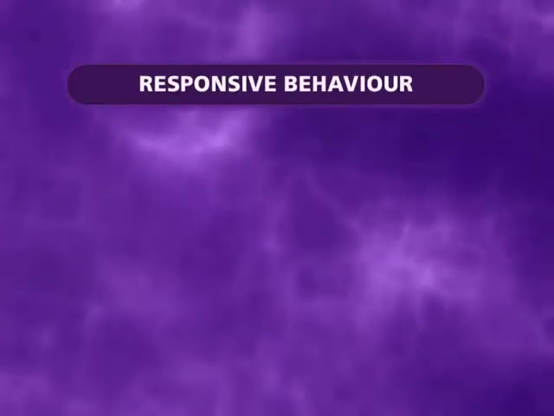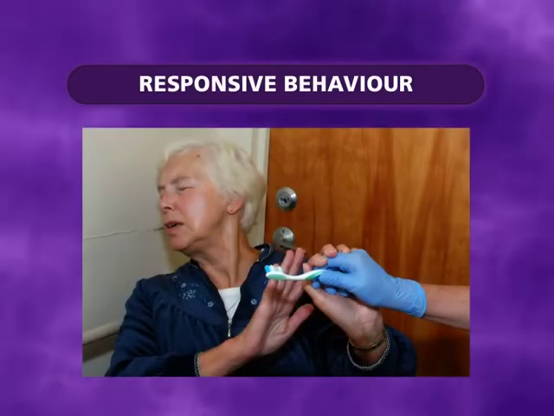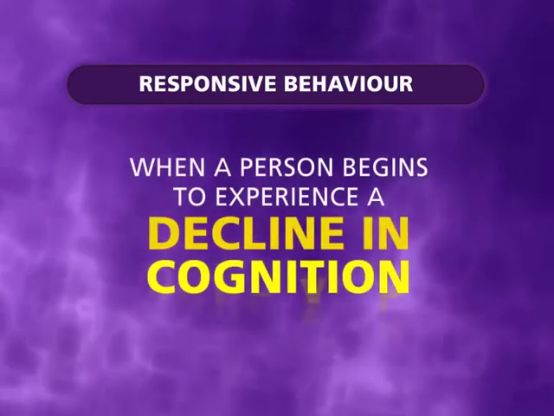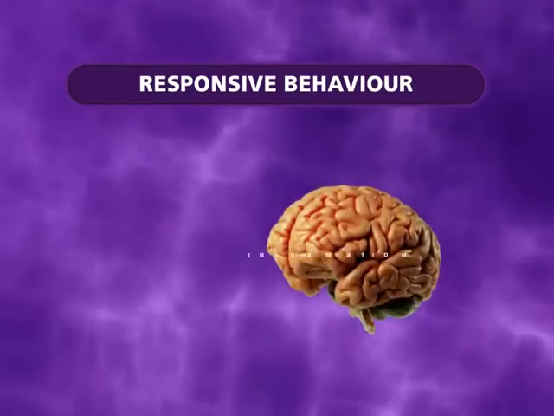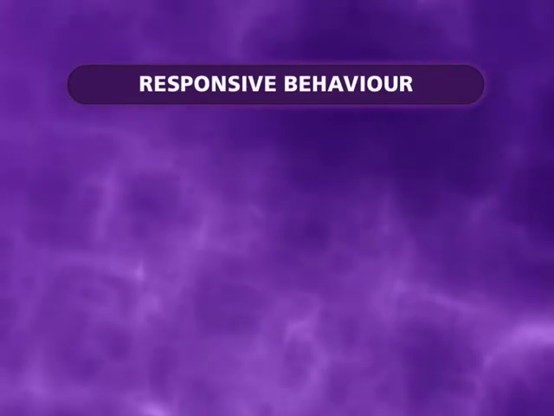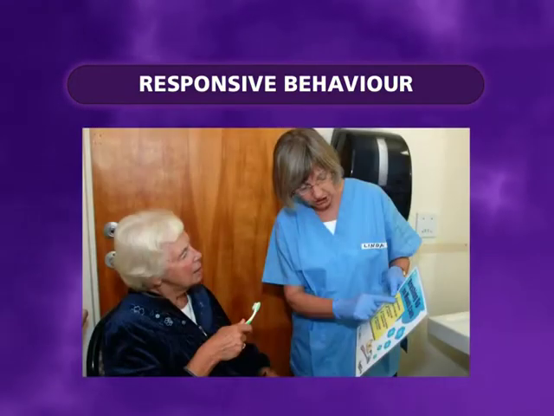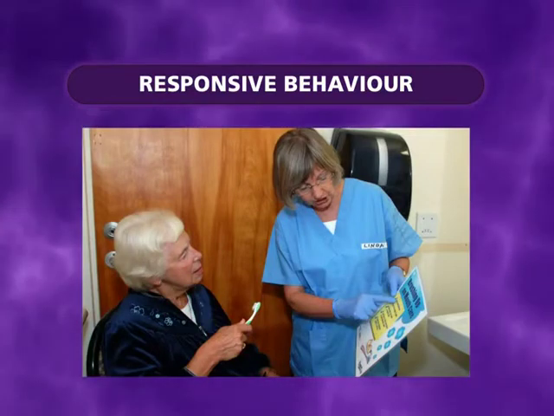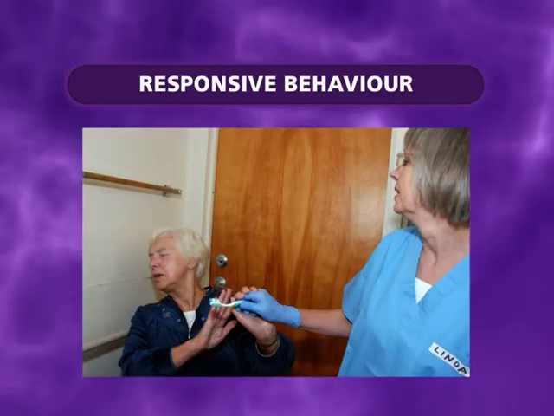Responsive behavior. Often people with dementia can act in ways that appear to be unpredictable or unexpected. Remember, when a person begins to experience a decline in cognition, the brain's ability to process information and appreciate what is happening in the environment decreases. As the brain loses its ability to process information, the person relies heavily on cues from the environment and reacts without the ability to think through a situation or problem solve to determine appropriate actions.